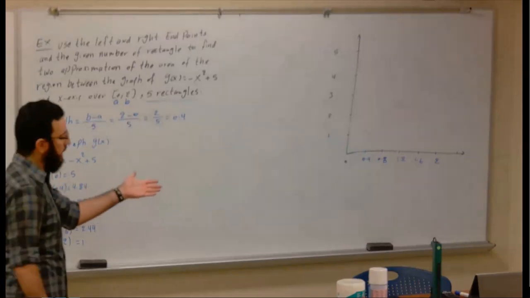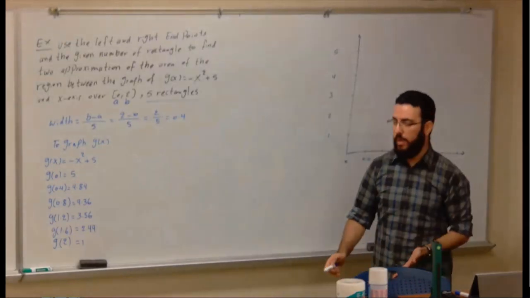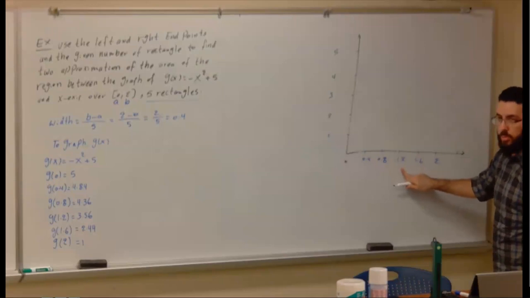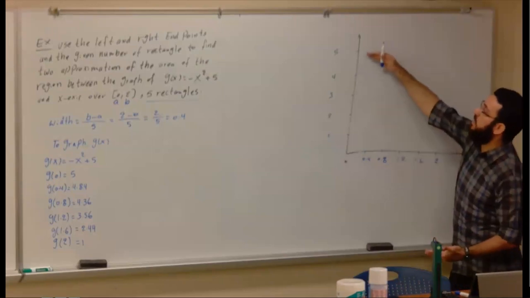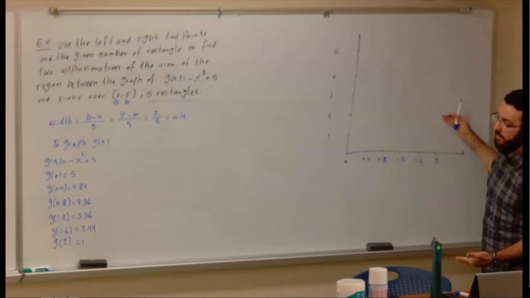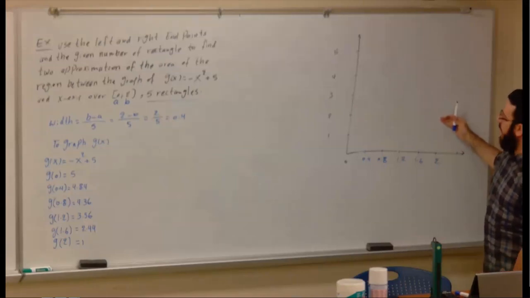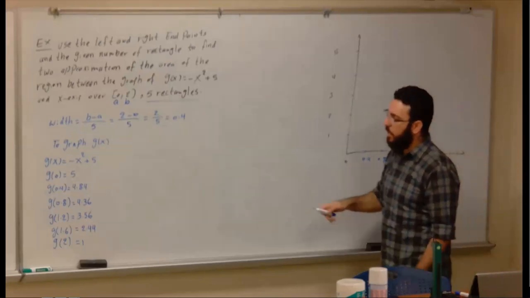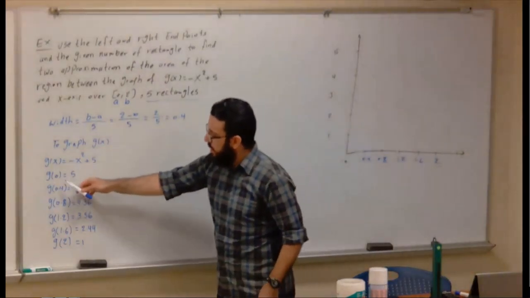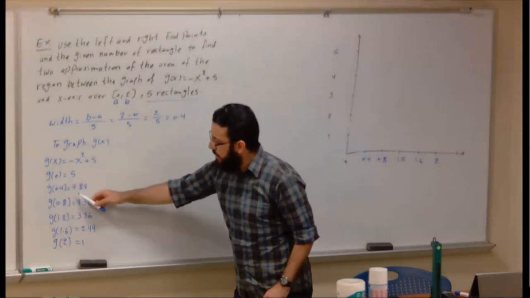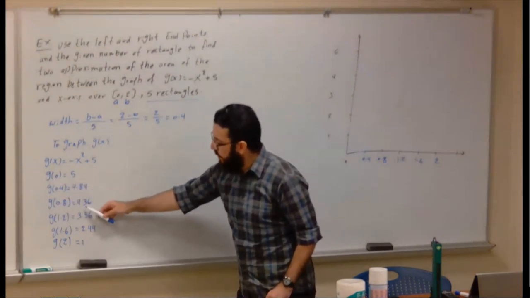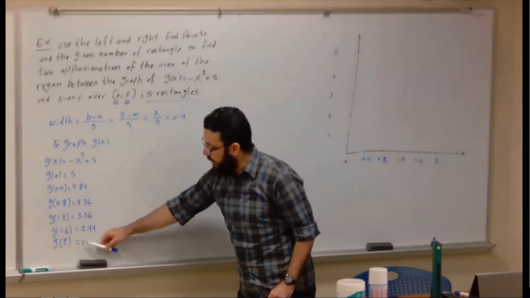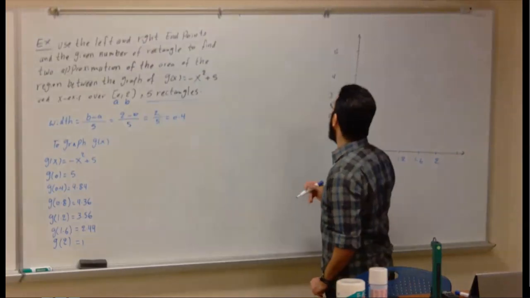But before I go on, I need to find the graph of g of x. So I'm going to use these points to graph g of x, which is 0, 0.4, 0.8, 1.2, which is the rectangle, but I need to graph my function, which is negative x squared plus 5. So we're going to plug these points into our g of x. So the first one, we're going to get 5, 4.84, 4.36, 3.56, 2.44, and 1. You're going to put these points on the graph.